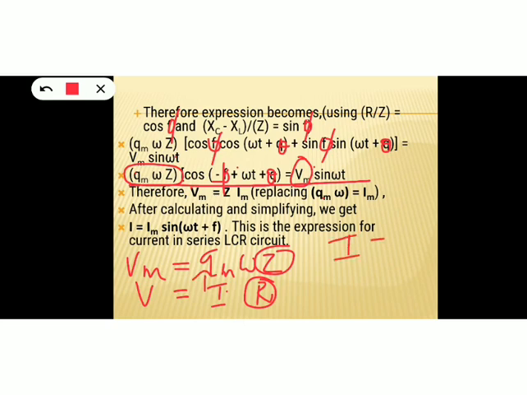So the current I is equal to qm omega in an LCR series circuit. That means for an LCR series circuit the peak value of current is obtained by using the expression qm omega.